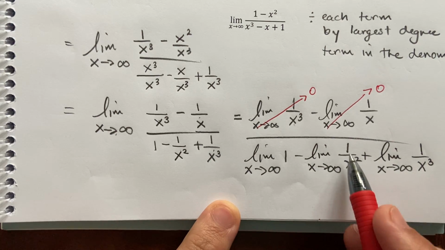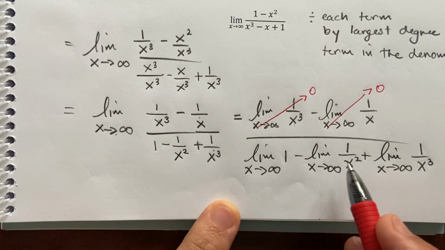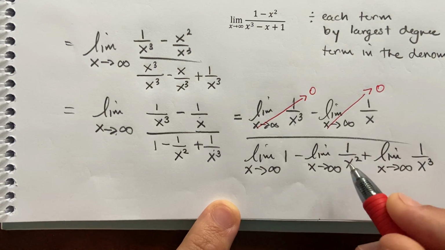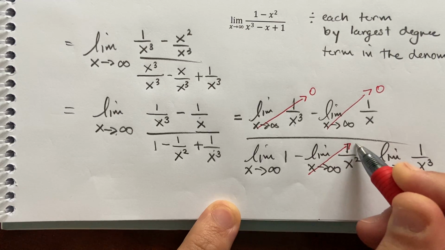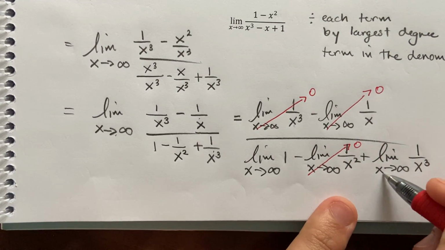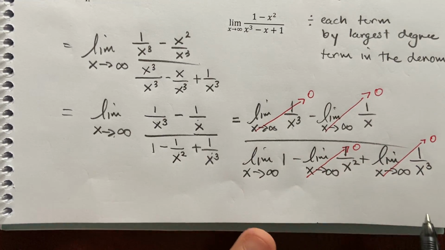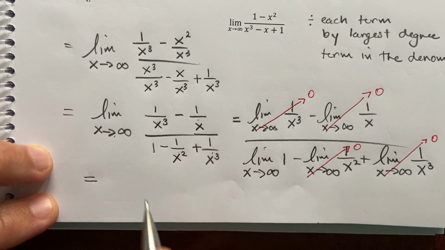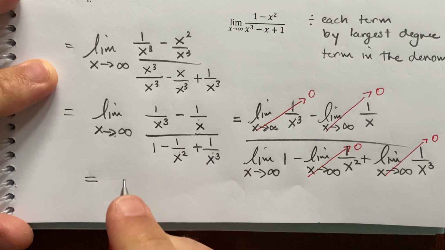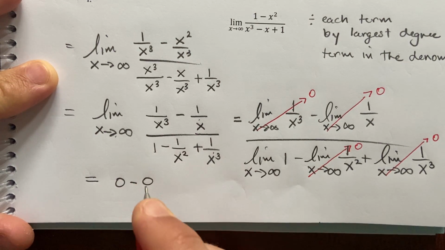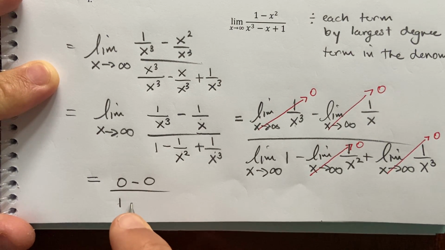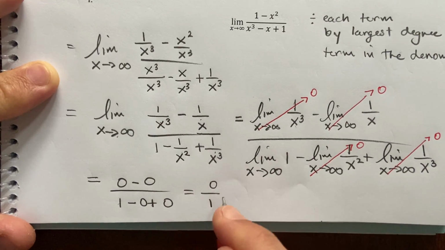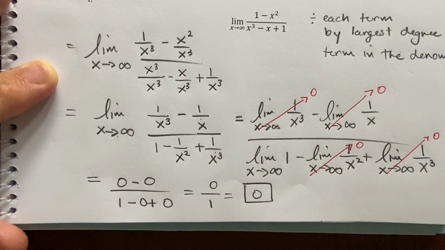And then I'll subtract the limit as x approaches infinity of 1 over x squared. So again, as x gets very, very large, 1 over x squared will approach 0. Same type of thinking for this term. So in other words, after the limits have taken place, I have 0 minus 0 over 1 minus 0 plus 0. In other words, 0 over 1, in other words, 0.